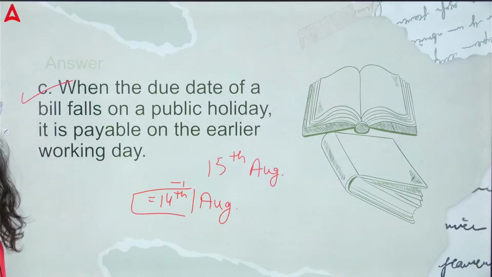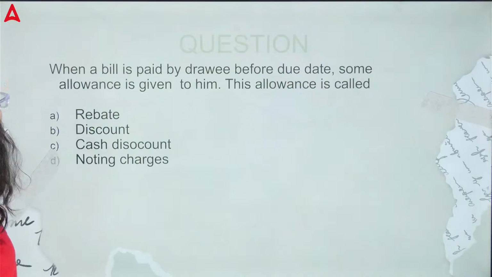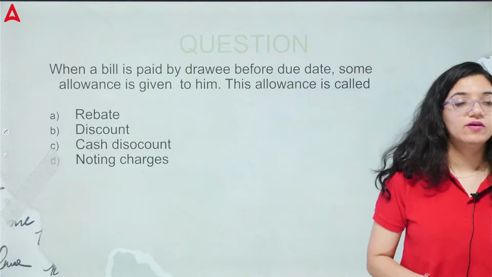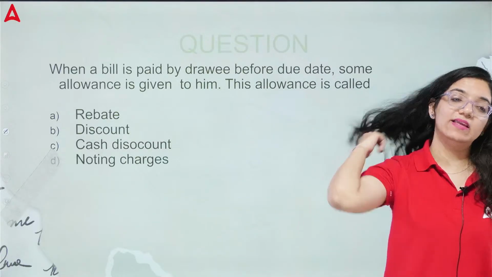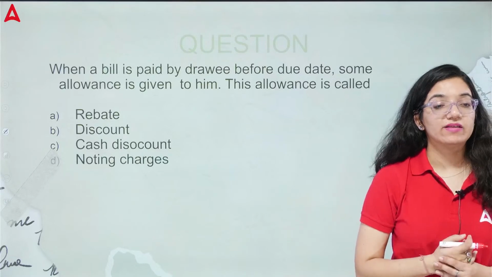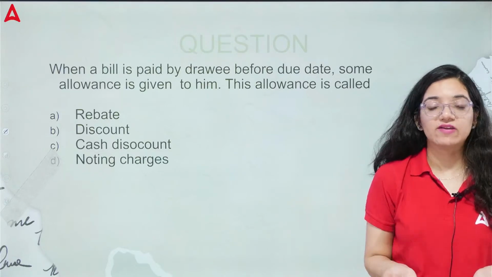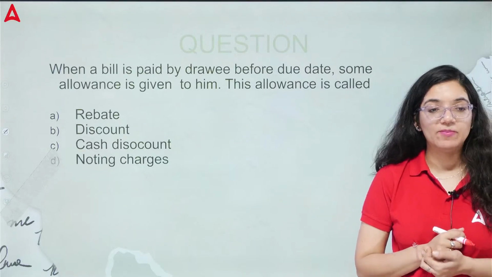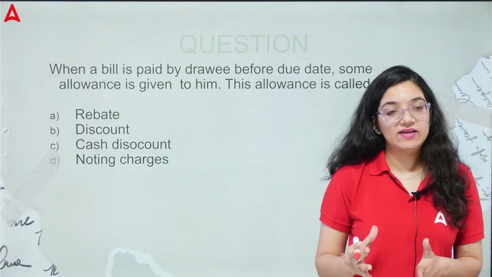Done, everyone? Next point. When a bill is paid by the drawee before the due date, some allowance is given to him. The allowance is called? Why do we give an allowance? Someone is paying me before time. I should be really happy with the fact that I am recovering my money before time.